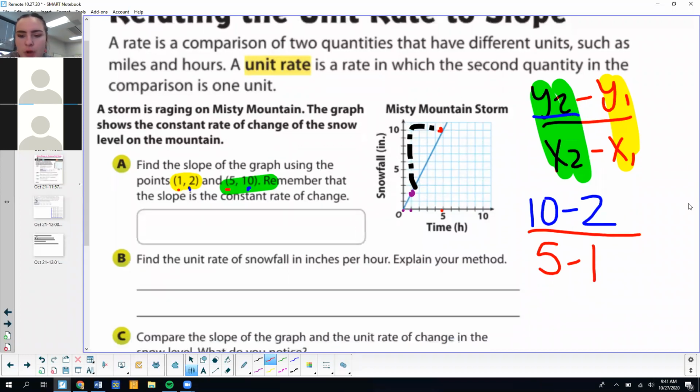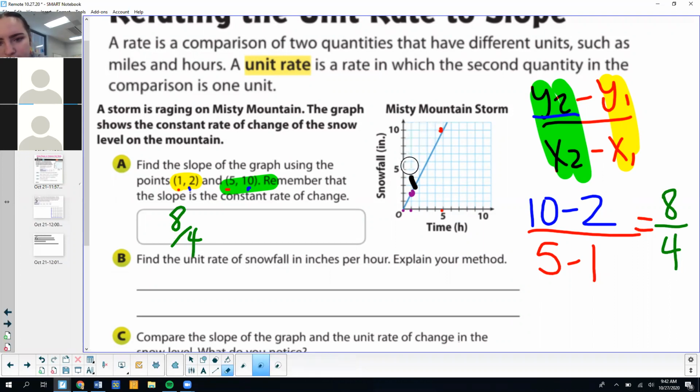Okay. So 10 minus 2 is going to give me 8. 5 minus 1 is going to give me 4. So our rate of change is going to be 8 over 4. And this means that, let me see if I can erase this and show you guys what that looks like. So this is meaning our rise is going to be 8. So 1, 2, 3, 4, 5, 6, 7, 8. Our run is going to be 4. 1, 2, 3, 4. So that is our rise over our run. So that is our rate of change for that line.